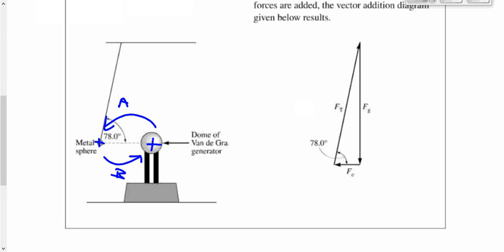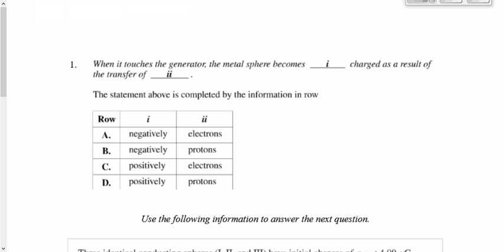It's B. If it was neutral and became positive, then it must have lost electrons. So the answer for this would be the metal sphere becomes positive. We know that, otherwise it wouldn't repel. And it becomes positive due to the transfer of electrons from the metal sphere to the Van de Graaff generator dome. Does that make sense?